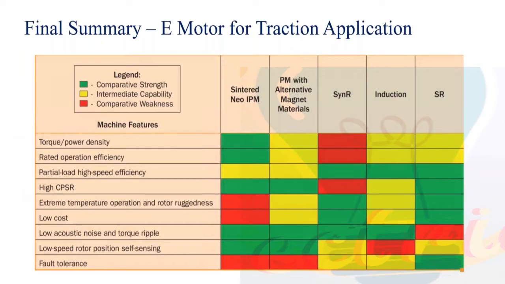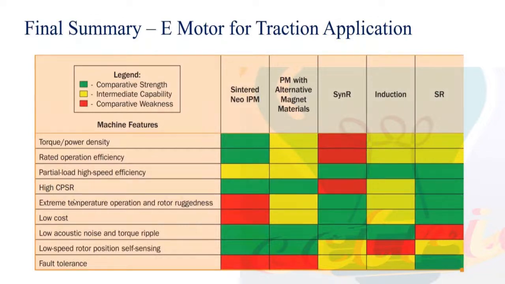So at the end of the day, the final summary is this: when you compare all these motors, the induction motor, the permanent magnet motor, the synchronous reluctance motor, and the switched reluctance motor, this is what you see. In terms of power density, the PMSM motors have the advantage. In terms of operating efficiency, yes, PMSM motors have the advantage.